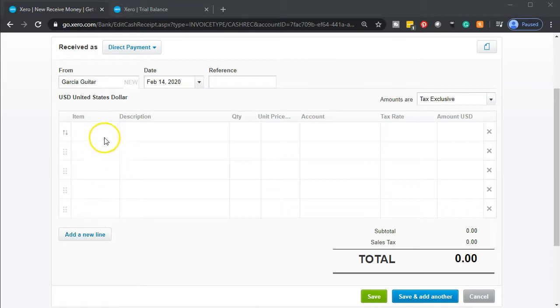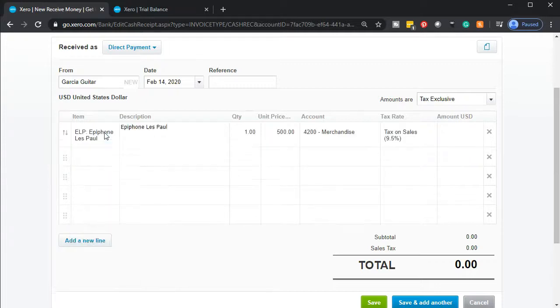The item down below is going to be an ELP, one of our most popular brands. That's the Epiphone Les Paul. We sell quite a few of those. And we have one of them that we're going to sell, and the price is going to be $500. There will be sales tax on it, sales tax calculating for us.